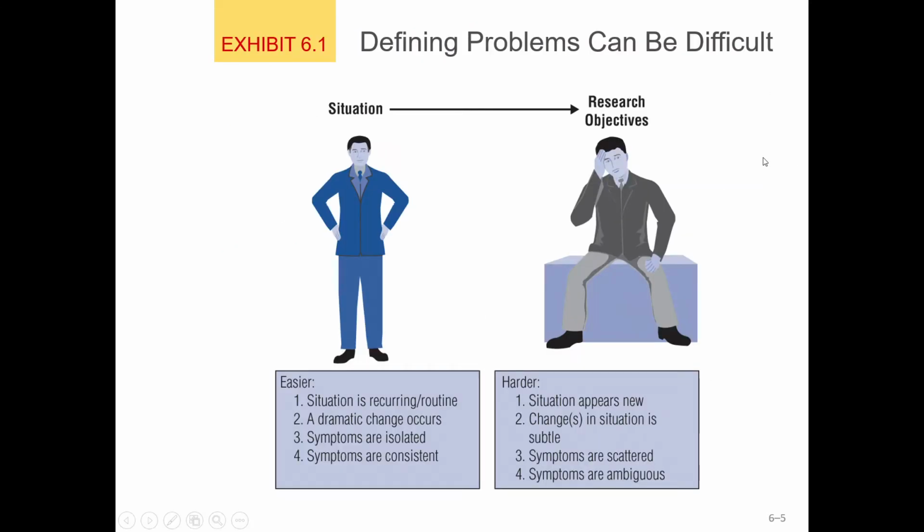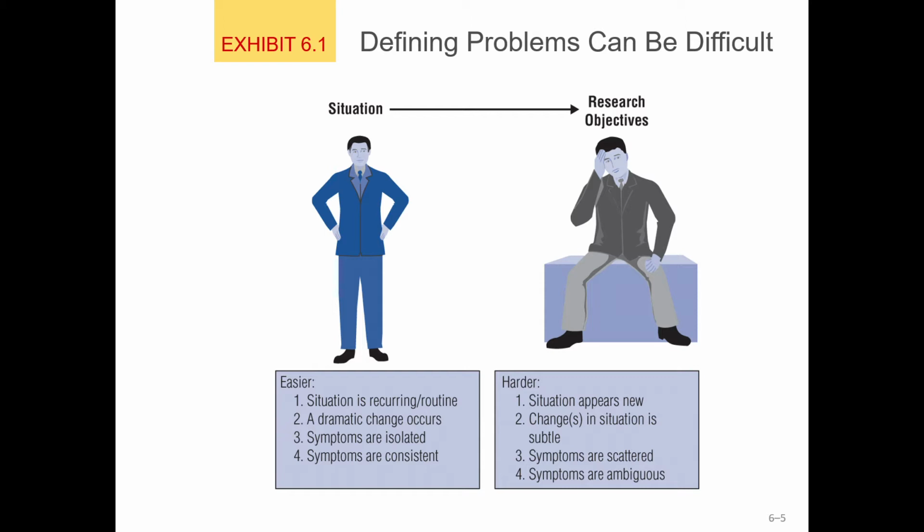Defining problems can be difficult. This is the problem of complexity. The quality of the business research is limited by the quality of the problem definition stage. While certainly critically important to the success of the process, this is far from the easiest stage of the research process. In fact, it can often be the most complex one. And we see it in this picture here.